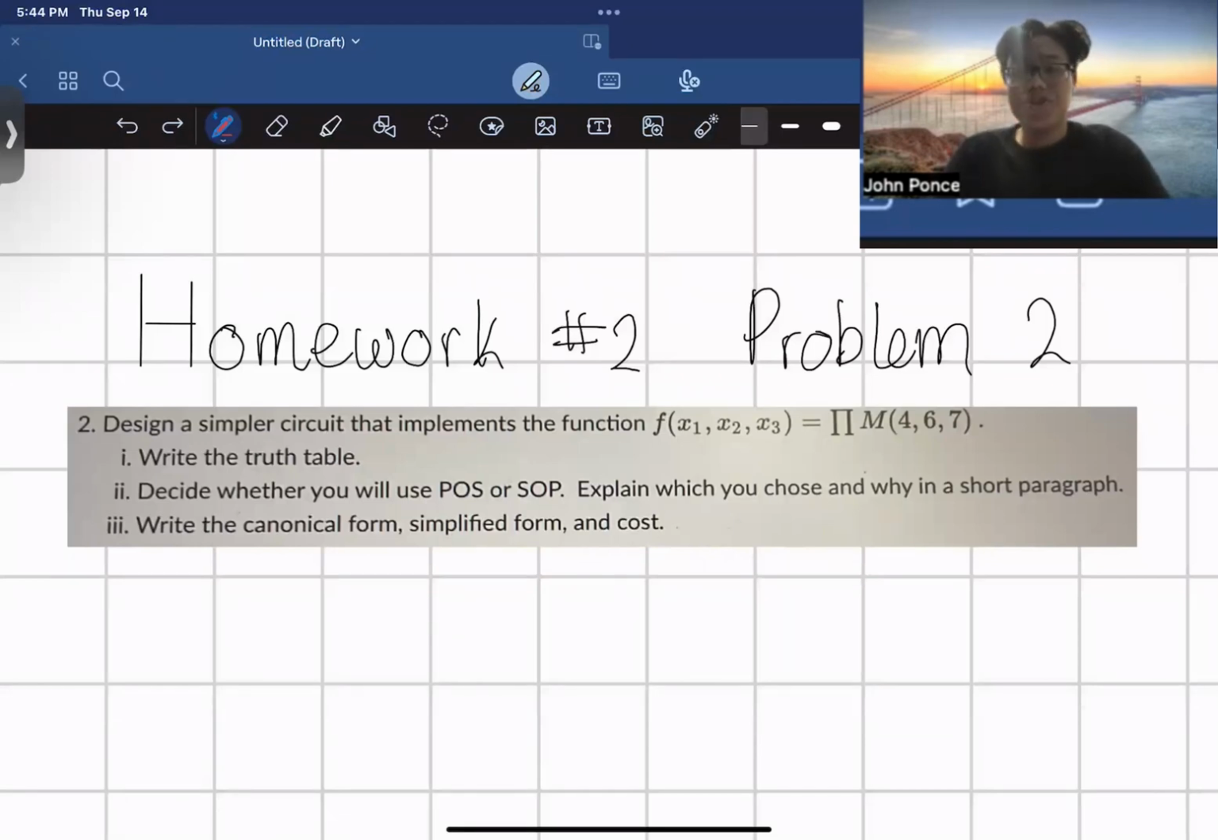Hello everyone, my name is John, and today we'll be working on homework number 2, problem 2, which states: design a simpler circuit that implements the function f(x1, x2, x3), which equals the product of sum of M4, 6, and 7.